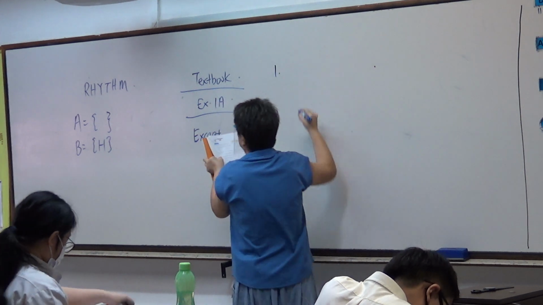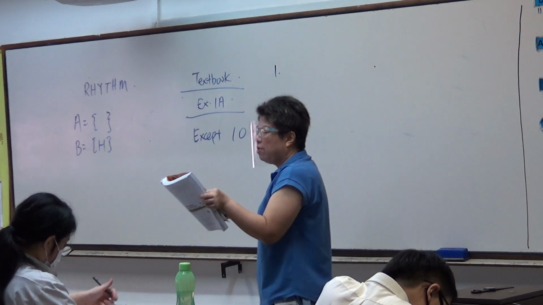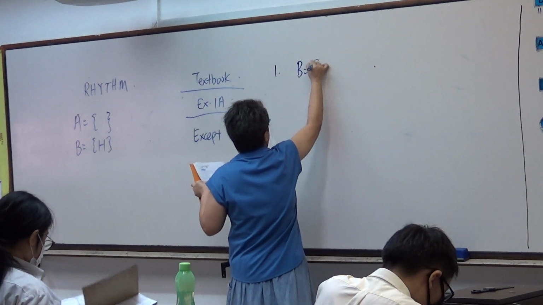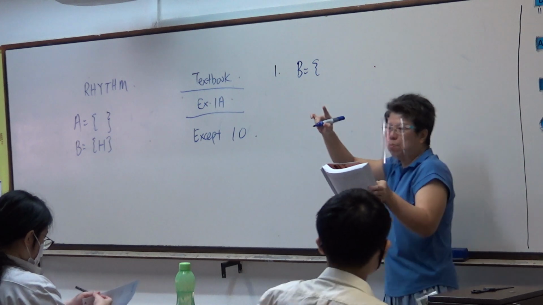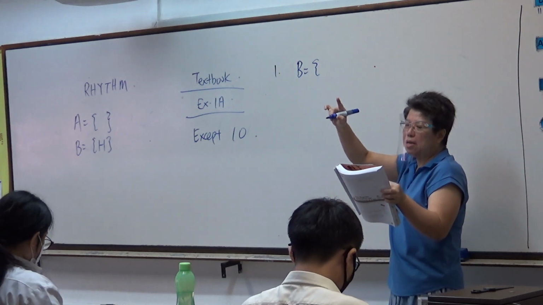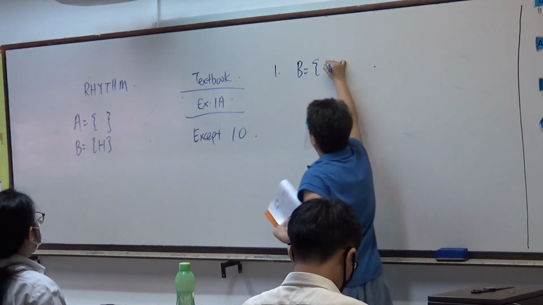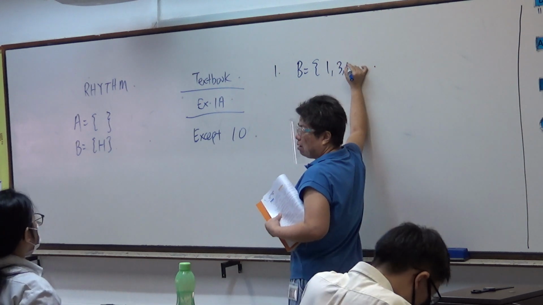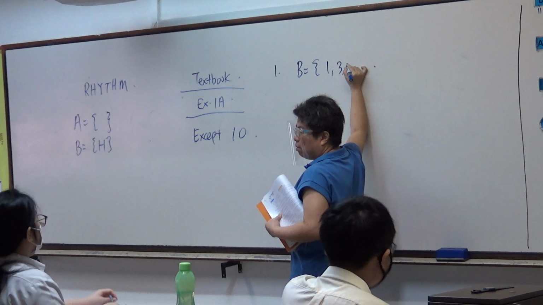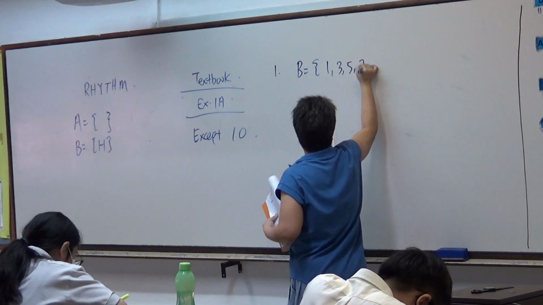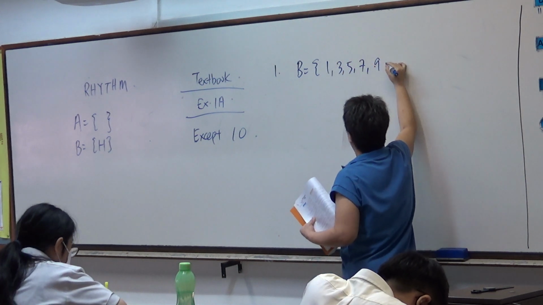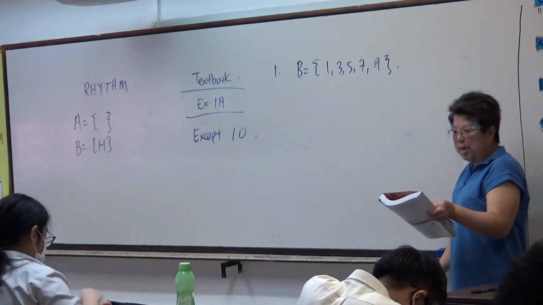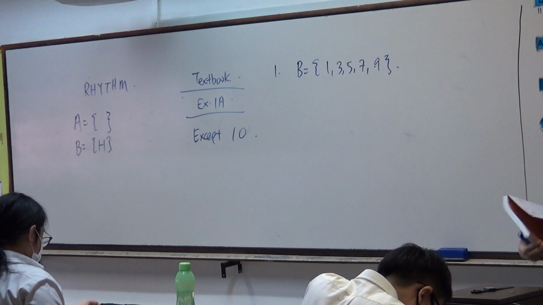B is the set of odd positive numbers less than 11. Okay. I want to list first. Positive odd less than 11. What should it be? 1, 2, 3. Wait. 1, 3, what? 5, 7, 9. That's alright. Okay, good. List all the elements of B in set notation.